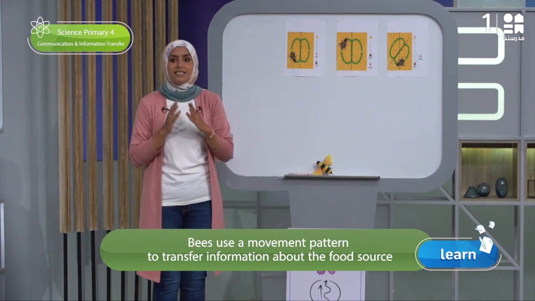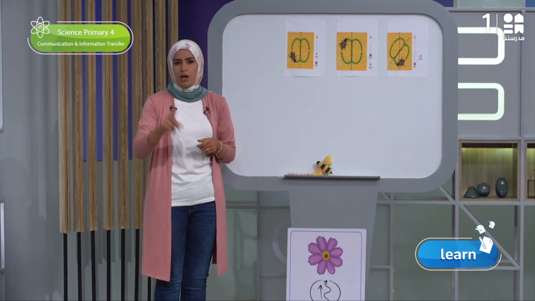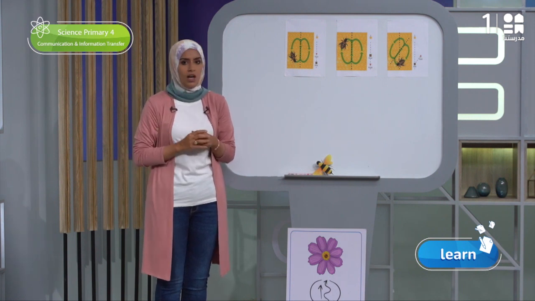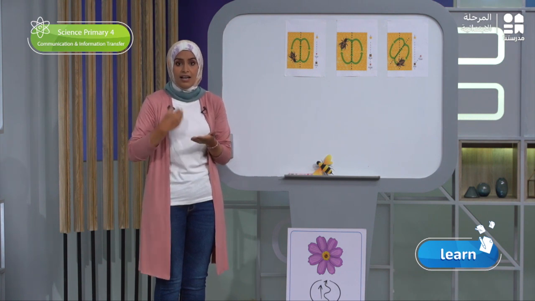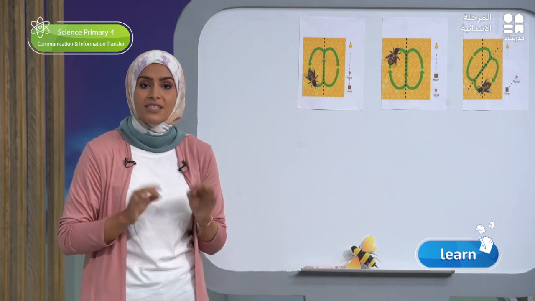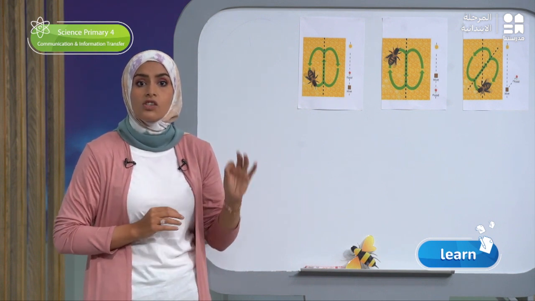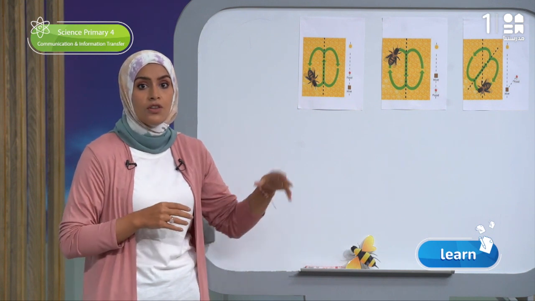Like bees, we also use movement in communication, like when we make movements like this one or this one, meaning no. Bees also use movement to deliver information. I'm sure you are now excited to know the meaning of each movement of the bee and how they transfer information to the other bees.